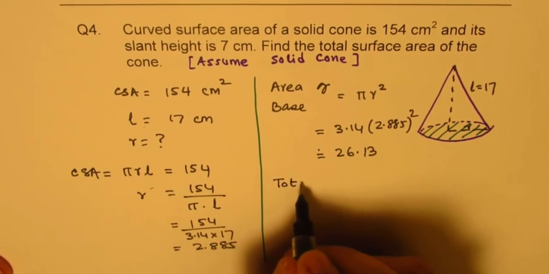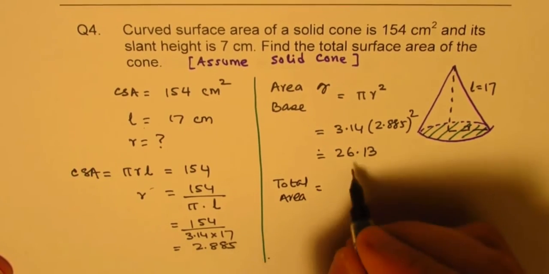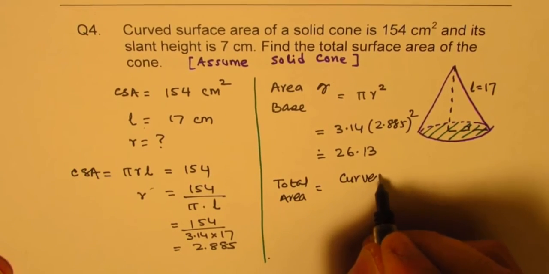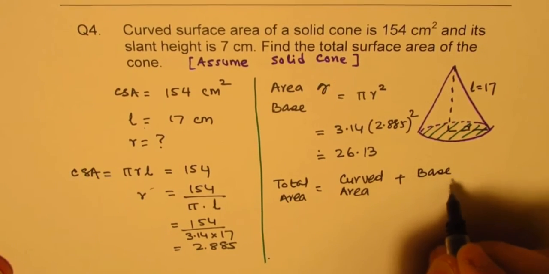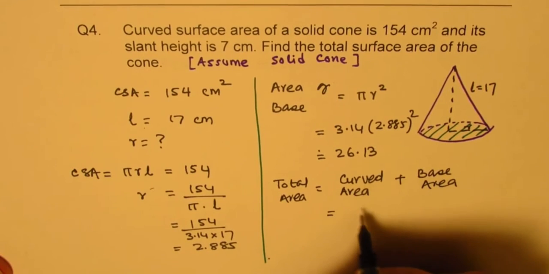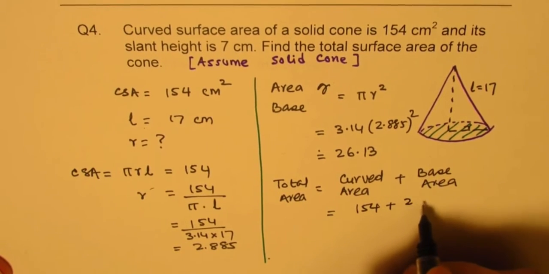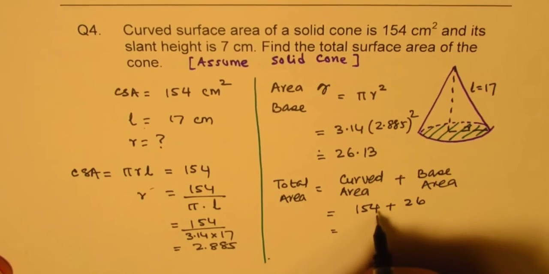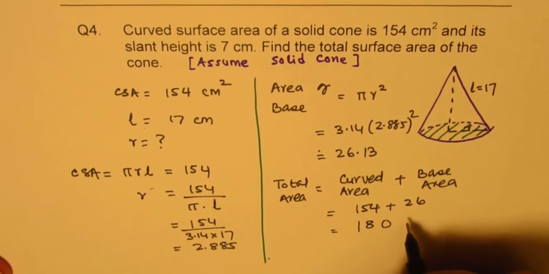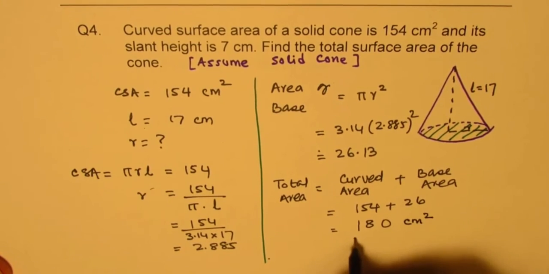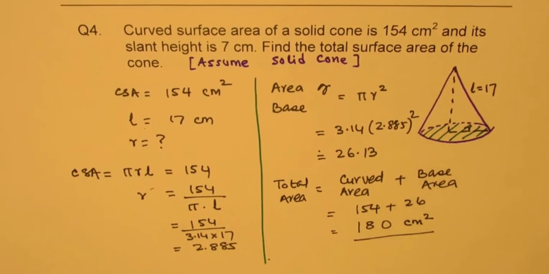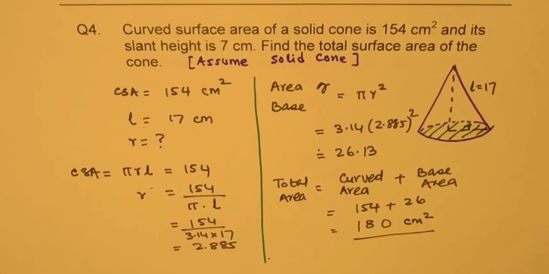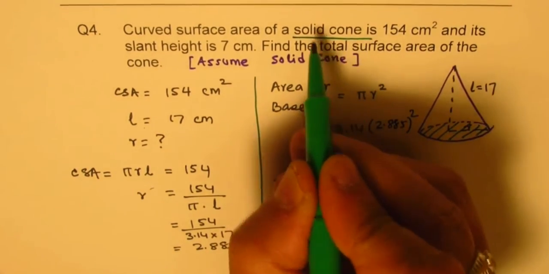So the total area will be equal to curved area plus the base area, right? So the curved area is given to us as 154, and we'll add 26 to this, correct? So when you add 26, you get 180 centimeters square, right? So that is how we are going to solve it. So I hope that makes sense. Note that this is a solid cone, right? As mentioned here, solid cone, right?